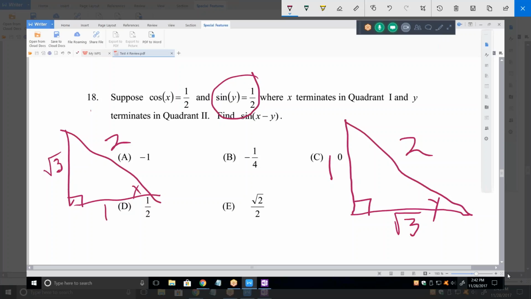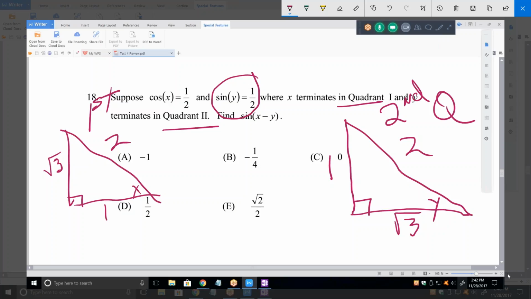Now, x is in a first quadrant angle. Y is a second quadrant angle. That's what they tell us. Second quadrant for y, first quadrant for x. Find the sine of x minus y.